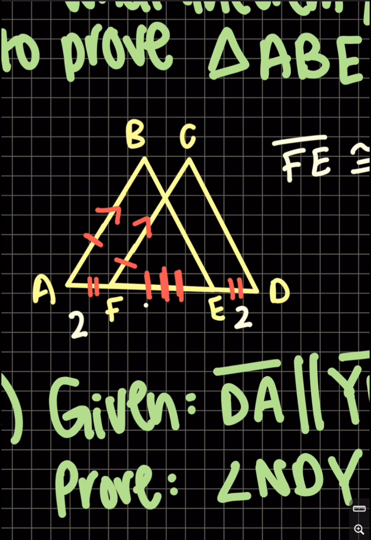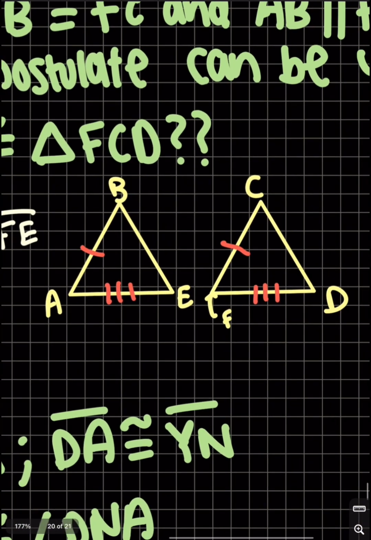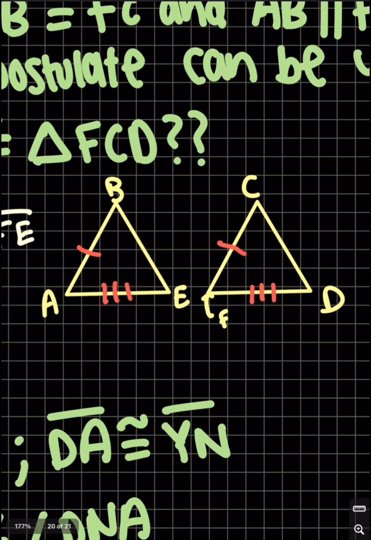You get what I'm saying? FE is 4. That means that 2 plus 4 from A to E is 6. And then from F to D, that's also 6. Do you get what I'm saying? So I've basically already proven that AE is congruent to FD.